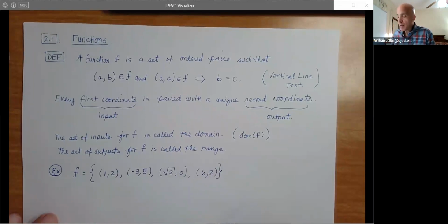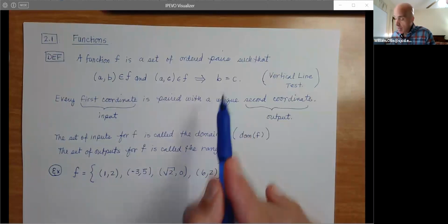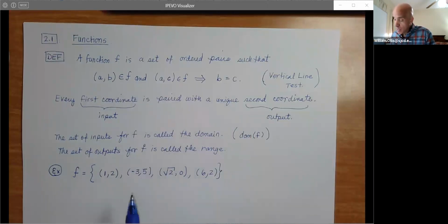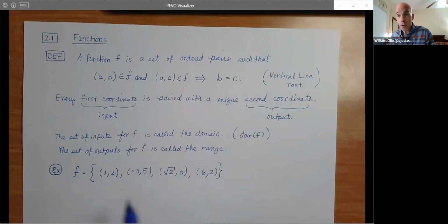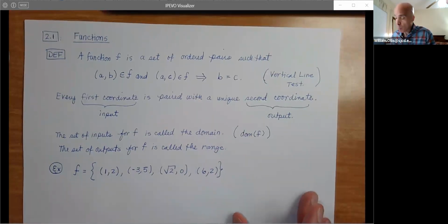Now, when we look at this, I said it was a function, so I made sure that I gave you a function. Notice all of the first coordinates are paired with a unique second coordinate. We don't have a (1, 2), and then a (1, 2), or a (1, 0). That is, all of the first coordinates only occur once, so that we abide by this. Now, when you look here, we see that 1 has an output 2 and 6 has an output 2, which is fine. No problem with that. We just now know that this function is not 1-to-1, and we'll say more about that later.